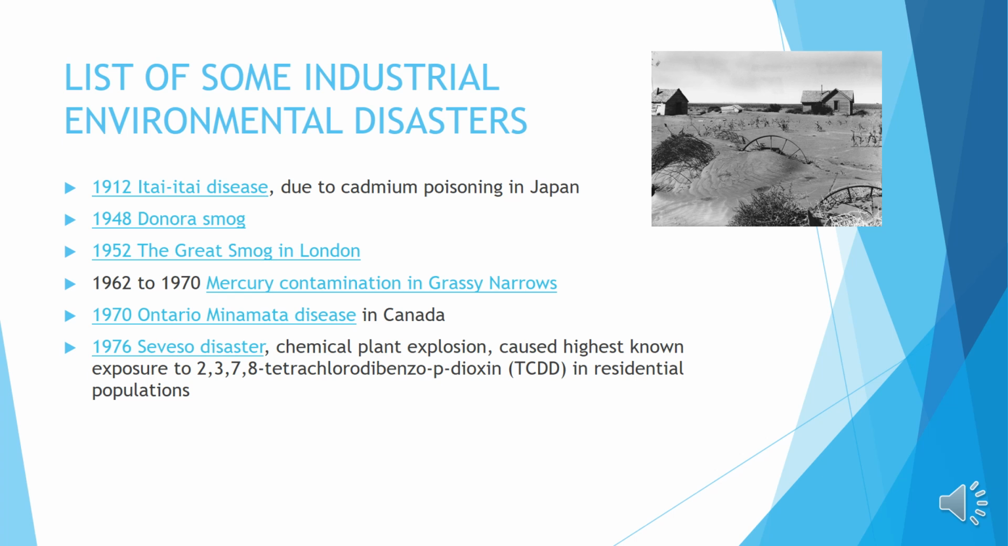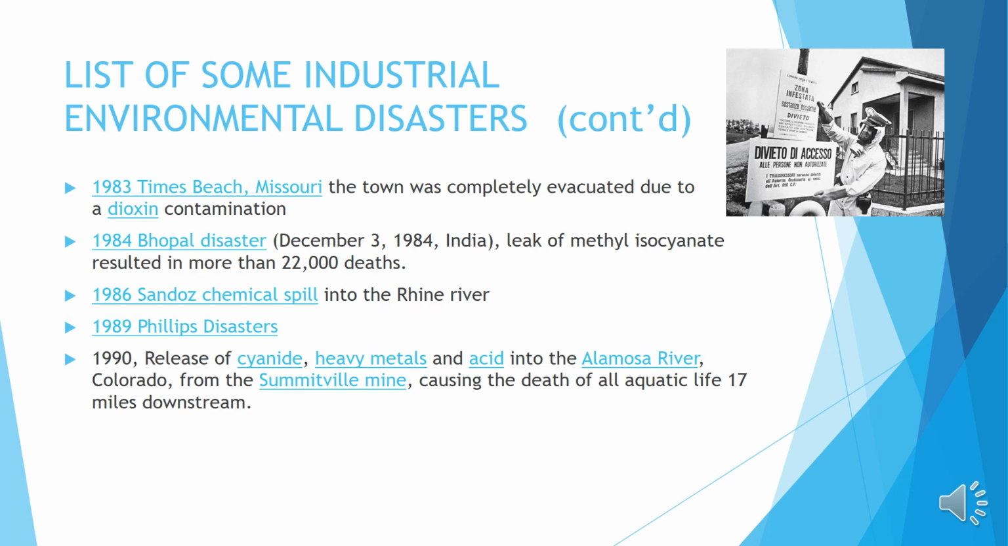1976, the Seveso disaster, which was a chemical plant explosion, caused highest known exposure to 2,3,7,8-tetrachlorodibenzo-p-dioxin, TCDD, in residential populations. 1983, Times Beach, Missouri. The town was completely evacuated due to a dioxin contamination. 1984, Bhopal disaster, which occurred on December 3, 1984 in India. A leak of methyl isocyanate resulted in more than 22,000 deaths.